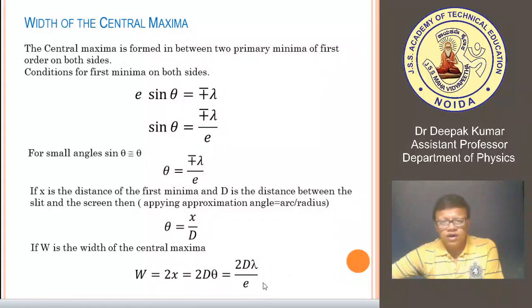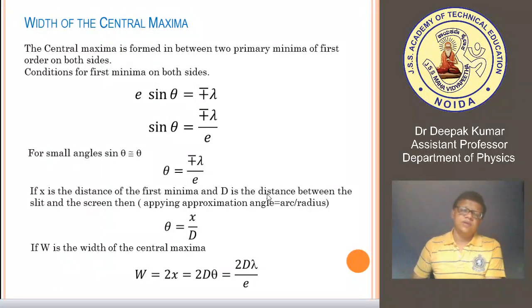In general, if you want to write the equation in terms of f, you can make one more approximation and replace capital D by f. So this is the width of the central maxima in a single slit diffraction pattern, and single slit diffraction is basically obtained with the help of a plane wavefront. That's why it is termed as Fraunhofer diffraction due to single slit.